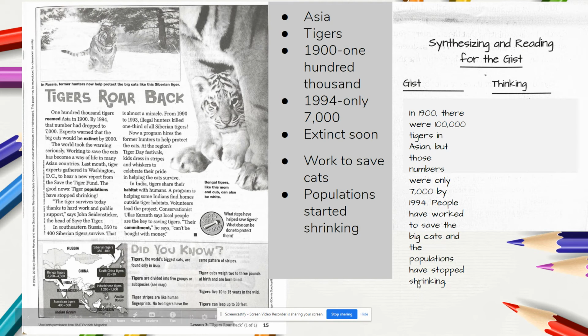Now, since I read this, I'm thinking, I know that tigers are being saved, but I want to know how. So I'm going to write that in my thinking side of my anchor chart.